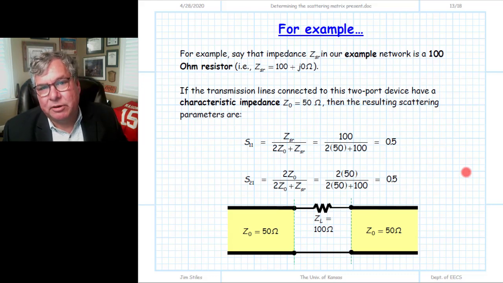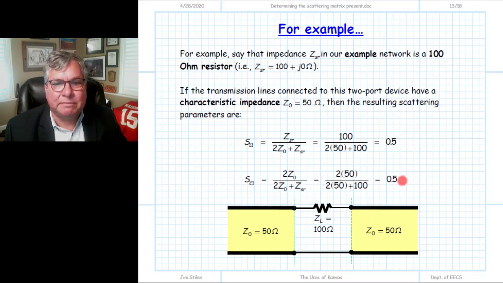To emphasize this point with a numerical example, let's say our series impedance here has a value of 100 ohms. All right, 100 ohms real, 100 plus j0. So we get a 100 ohm resistor in series. And let's say that the characteristic impedance of the transmission lines connected to either end is 50 ohms. We use our results for S11 and S21, and we find it just so happens in this case that they both have the same value of 0.5. Again, this is not usually the case. Clearly, algebraically, they aren't equal to each other, but for the values that I selected, it turns out they both have the value 0.5.